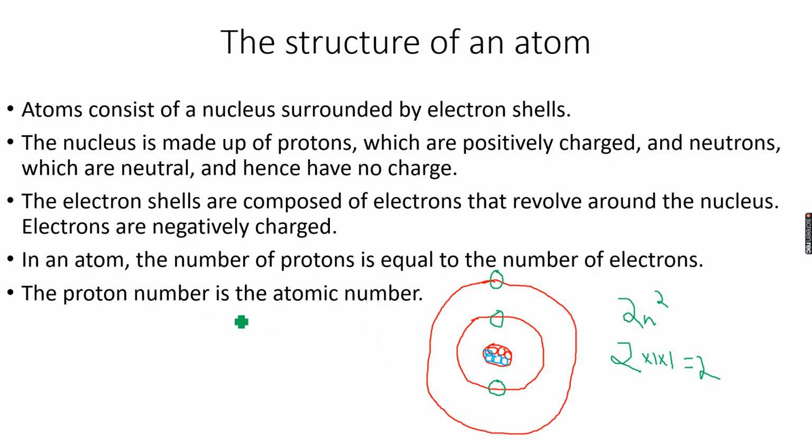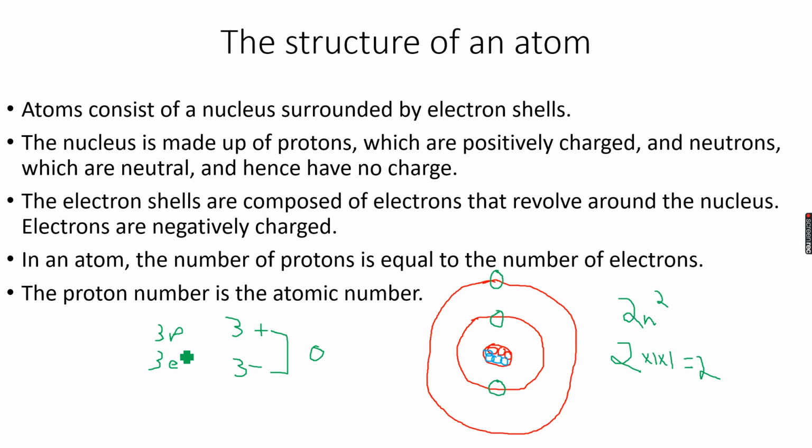So now we also know that in an atom, the number of protons is equal to the number of electrons. So overall, an atom is neutral. It has no charge because, for example, in this atom, we have 3 protons and we have 3 electrons. So we have a 3 plus charge because of the protons, a 3 negative charge because of the electrons. So when we add these together, we get 0. So this means no charge. So an atom is neutral in nature. It has no charge on it.